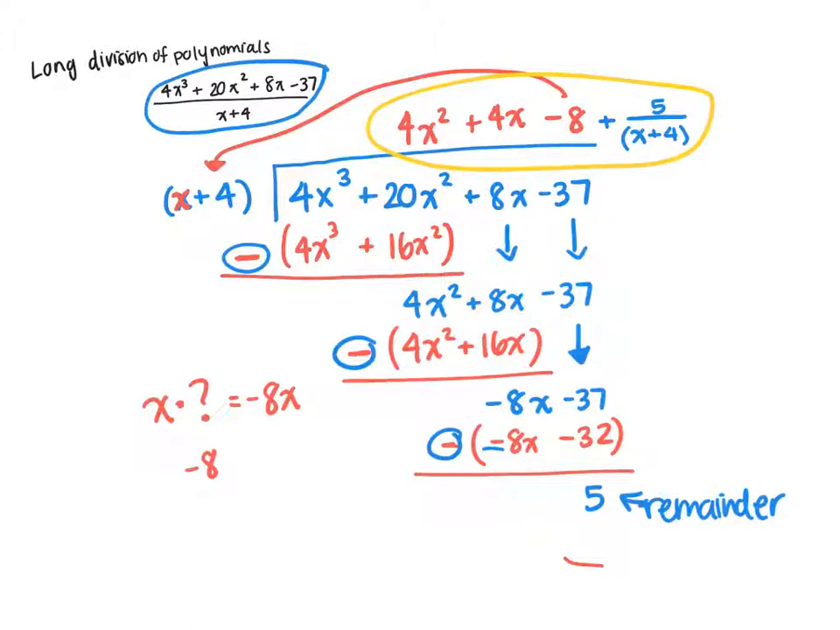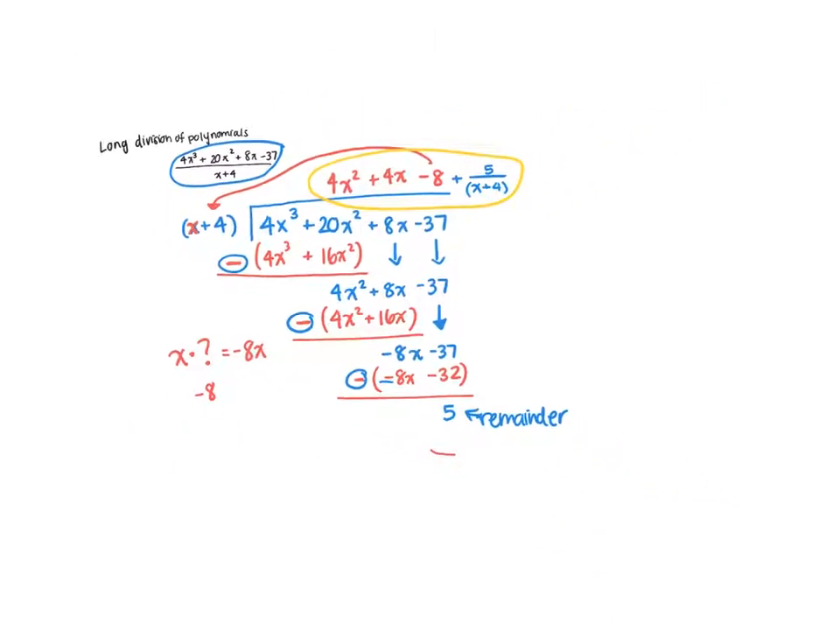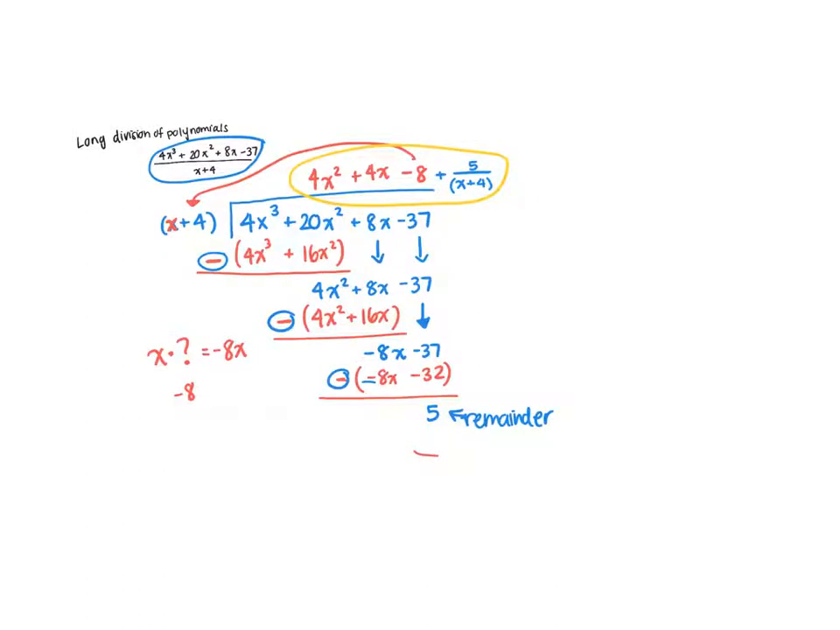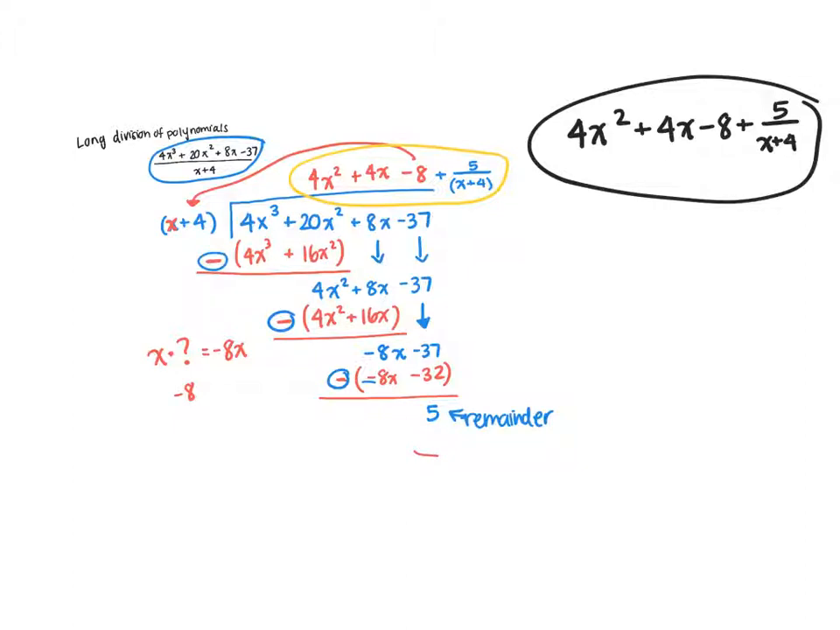Okay, so rewritten, that is 4x squared plus 4x minus 8 plus 5 over x plus 4. And that is our example of long division with a binomial.